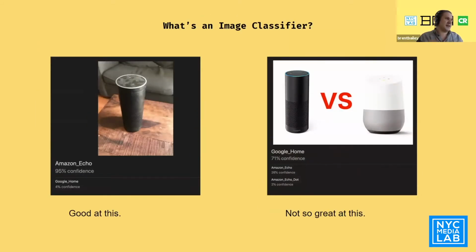So to make that last statement clear, an image classifier is a machine learning model that's designed to take an image of one thing and figure out what it is. The same way your iPhone's Face ID looks at a face and decides whether or not it's yours. I'm emphasizing one thing because these models aren't designed to find multiple things in an image. They get confused on images like the one on the right with both a Google Home and an Alexa.